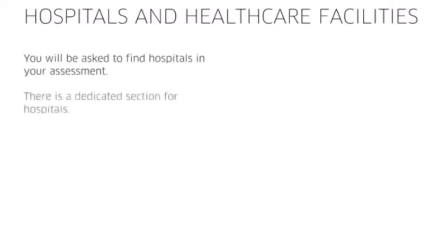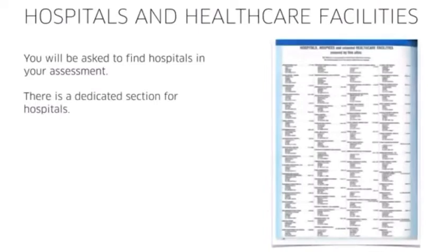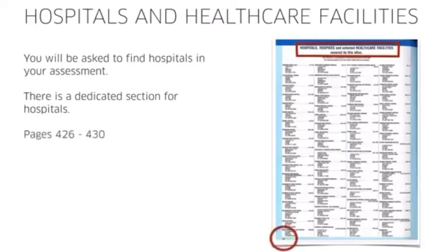Hospitals and healthcare facilities. You will be asked to find hospitals in your assessment. There is a dedicated section for hospitals. This is after the main index, which includes all the street addresses. This page begins from page 426 and it goes on till 430.